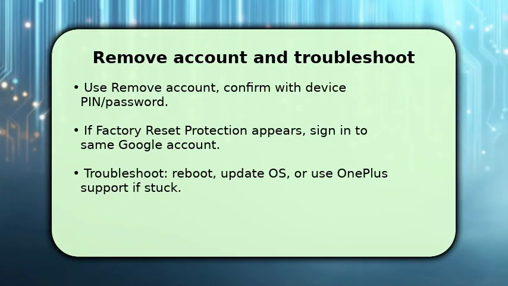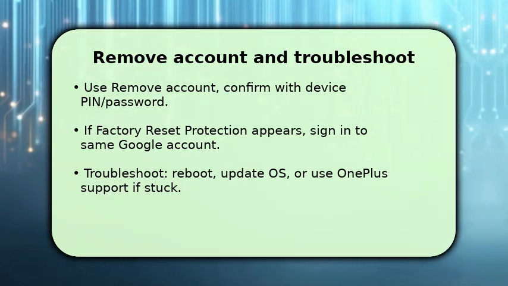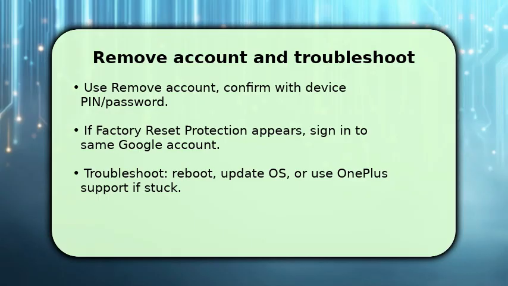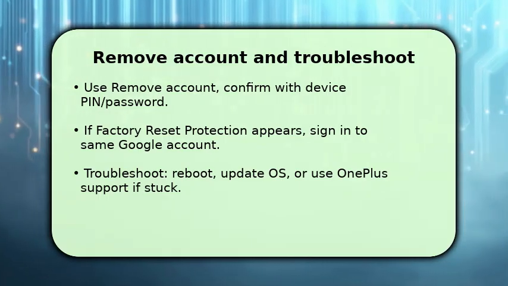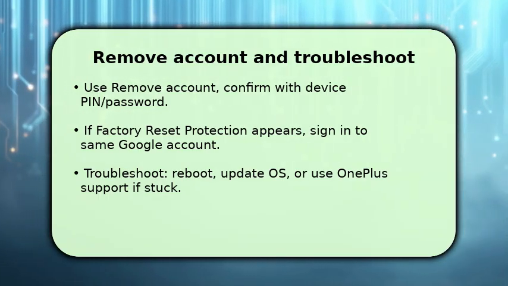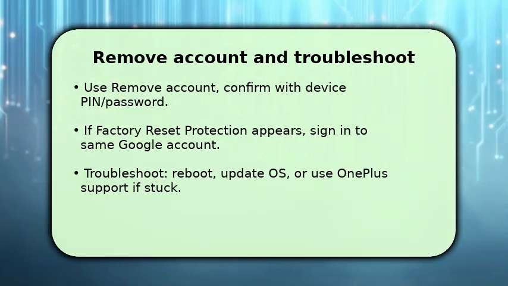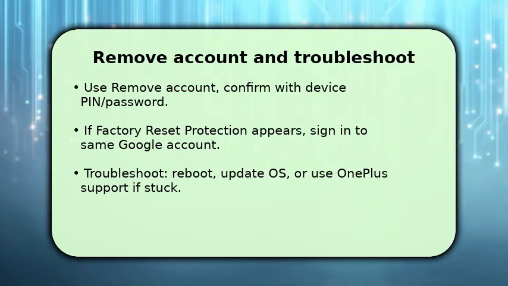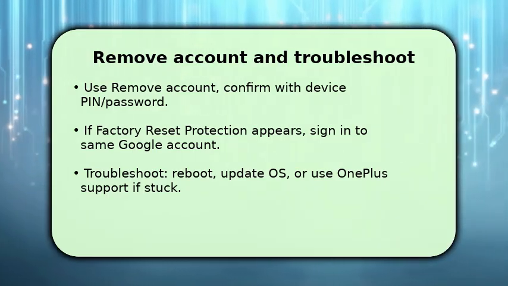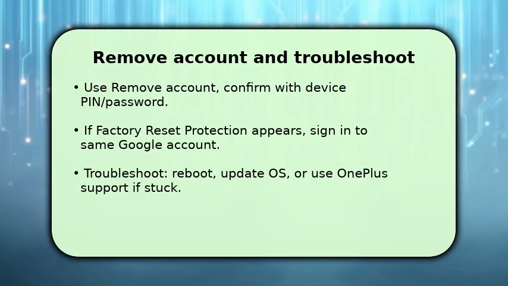After removal, restart the device to clear cached credentials. If factory reset protection or a re-sign in prompt appears, sign back into the same Google account to unlock. That's why verification is essential. If removal fails, update OxygenOS, reboot into safe mode to retry, or contact OnePlus support.